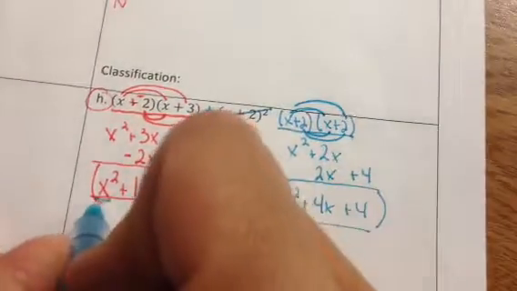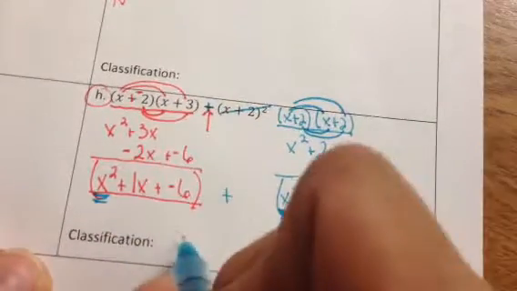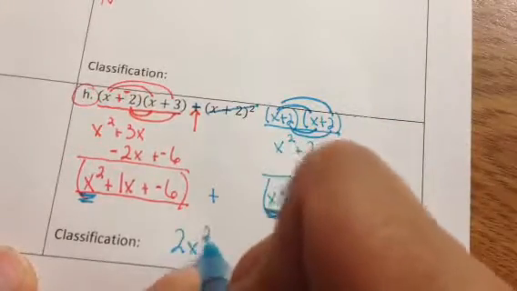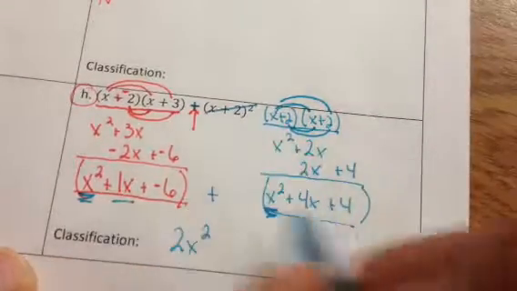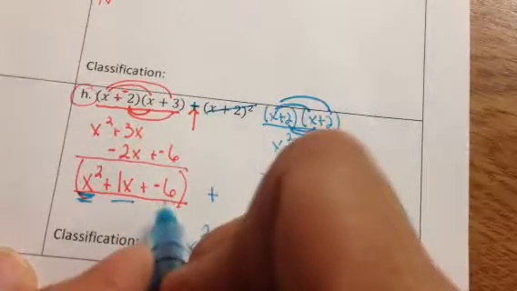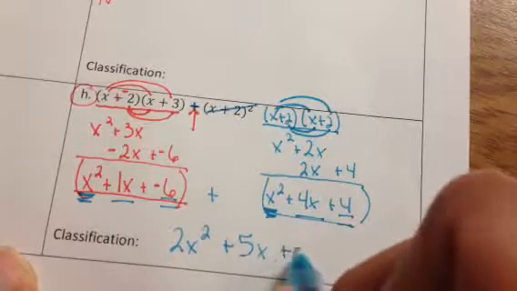So first I'm going to join the x squareds. And that's like a 1x squared and a 1x squared. So I get 2x squared. And now I'm going to let the x's meet, 1x and 4x, and that's 5x. And then I'm going to let the plain numbers meet, -6 and 4 give me -2.